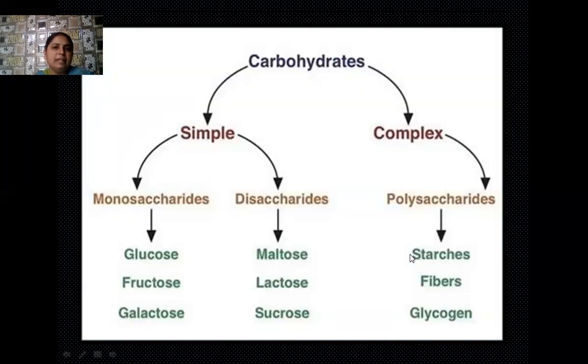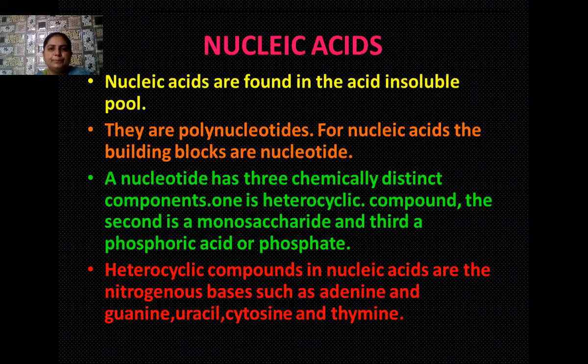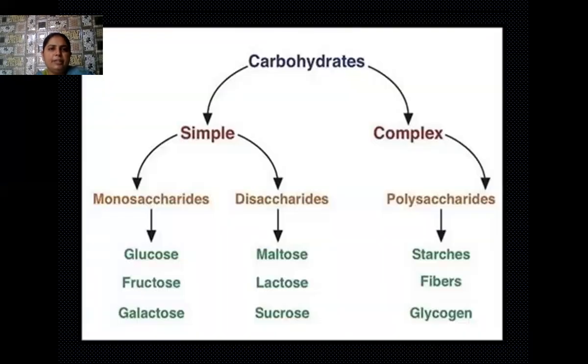Yes, students, this is again the flow chart of the classification of carbohydrates broadly into simple and complex. In simple, we have mono and disaccharides, and in complex, we have polysaccharides. The examples are very well known to you. Okay, students, that's all in today's lecture. After carbohydrates, later we are going to study nucleic acids.